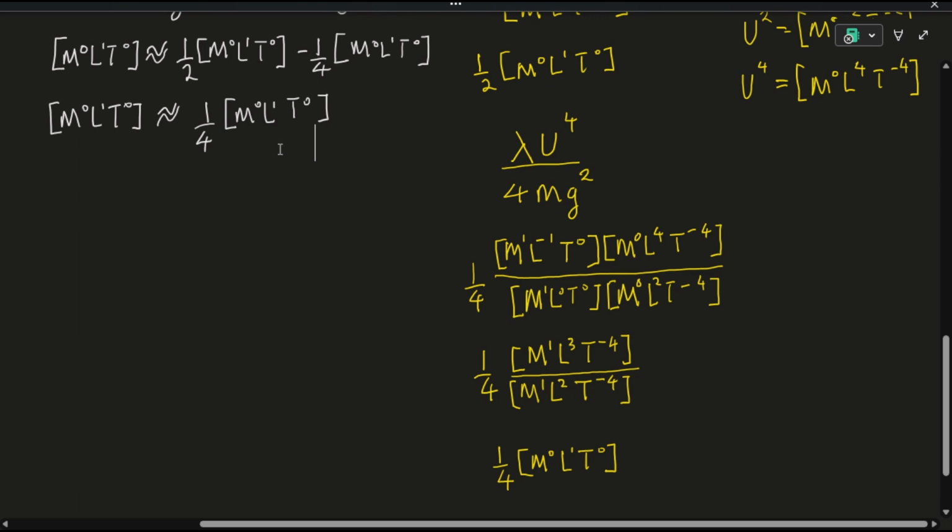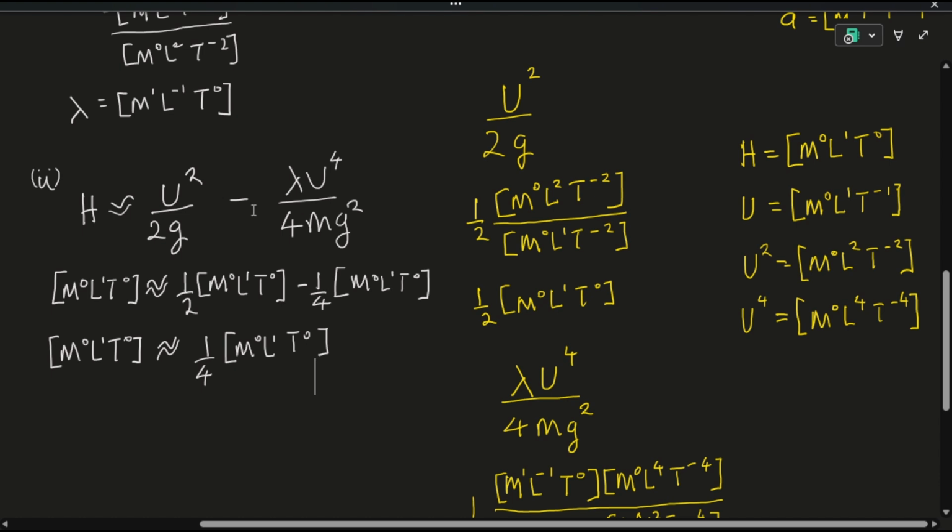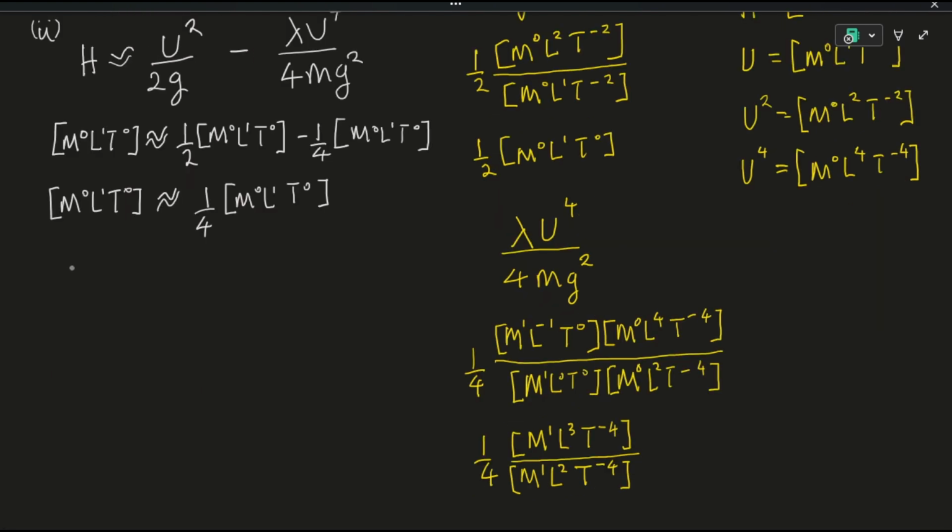In comparing the dimensions, dimensionless constants and dimensionless quantities are not taken into account. So from here, we can safely say that the equation as we have here is dimensionally correct. So we can conclude by saying that the equation is dimensionally correct.